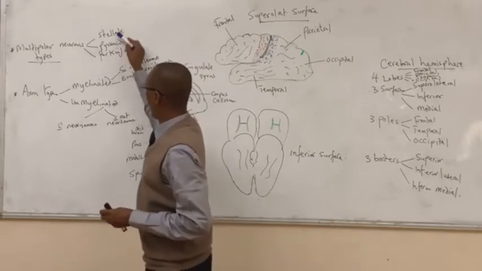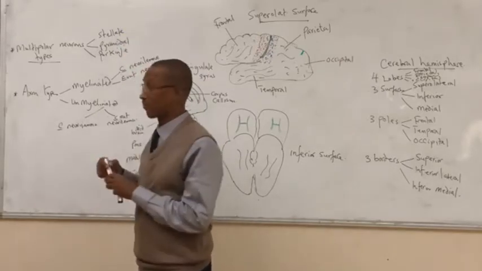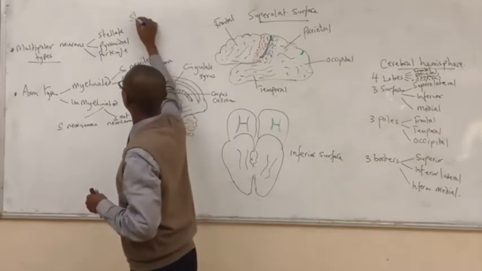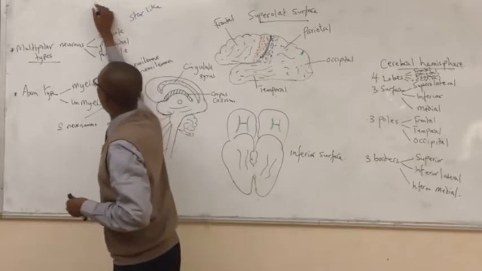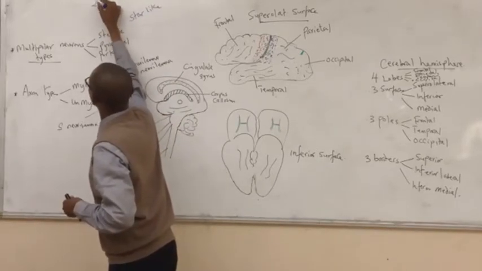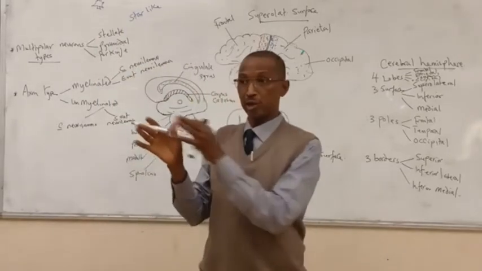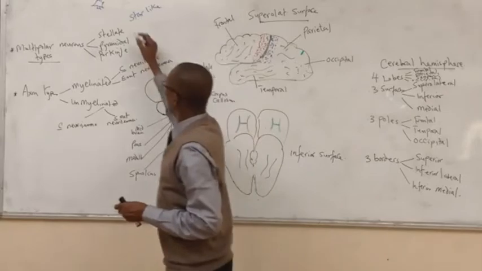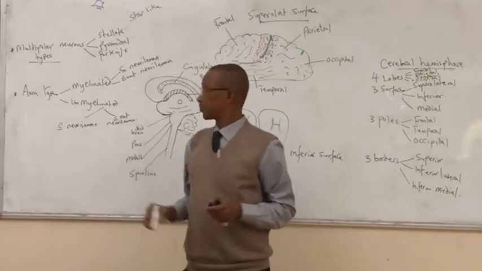These multipolar neurons are of three varieties. Among them, there are what are called stellate cells, because they are star-like. If you look at a star, it is something like that. It is polygonal with a lot of processes. So we have the stellate type of multipolar neuron.